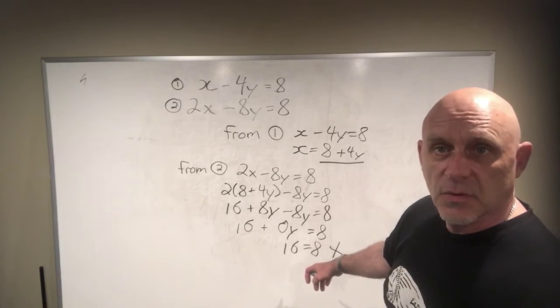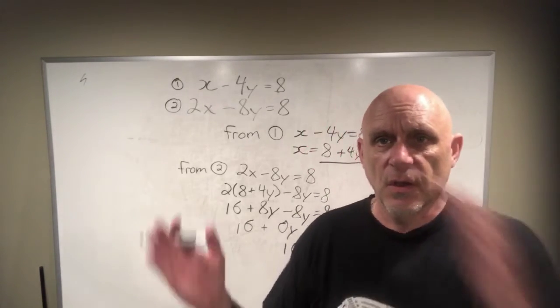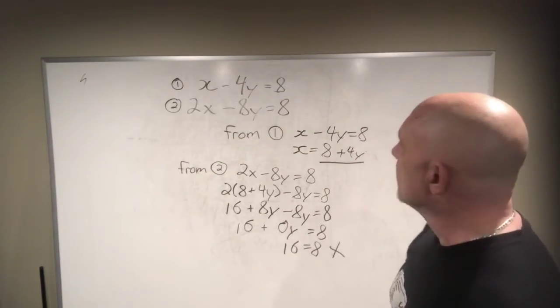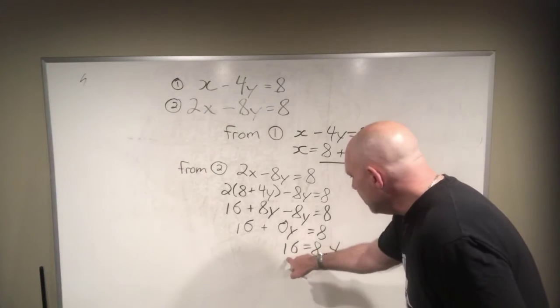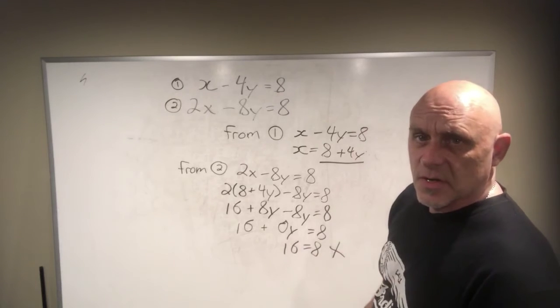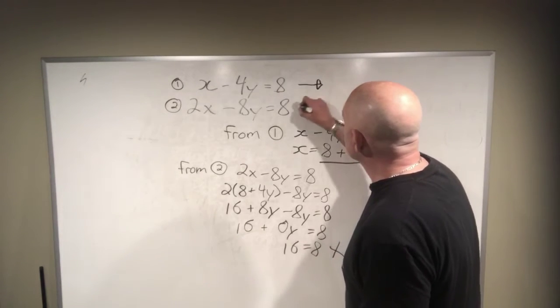They never do. What pairs of lines never intersect? Parallel lines. These two are parallel. Let me prove it. So whenever you end up with two numbers equaling each other and they're different numbers, that means you got parallel lines. And let's think about this logically also.